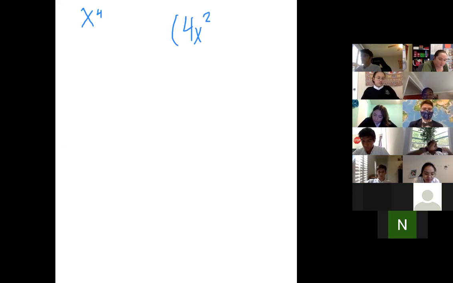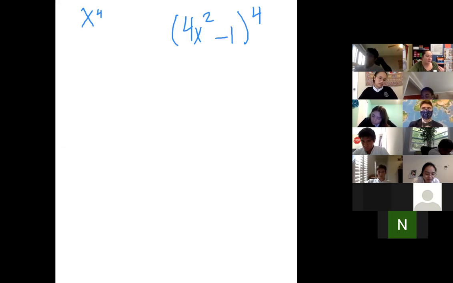14. Sonia, you want to see 14, okay? Yeah, and it corresponds to 11 too. Okay, so 14 is the coefficient of x to the fourth. X to the fourth. And the expansion is (4x squared minus 1) to the fourth.